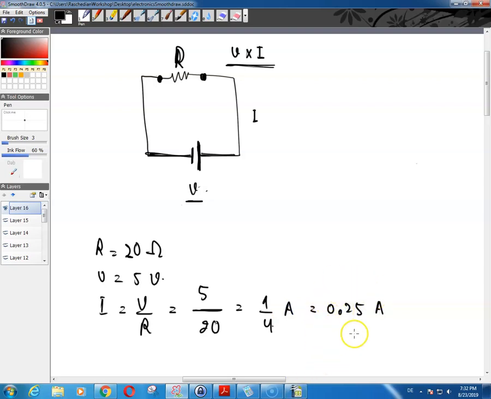0.25 amps, which is 250 milliamps. Now the voltage that is present on the 2 leads of your resistor is the voltage of the power supply, of course, meaning that if you measure the voltage over here, it's equal to 5 volts, and the voltage that you would measure over here would also be 5 volts.